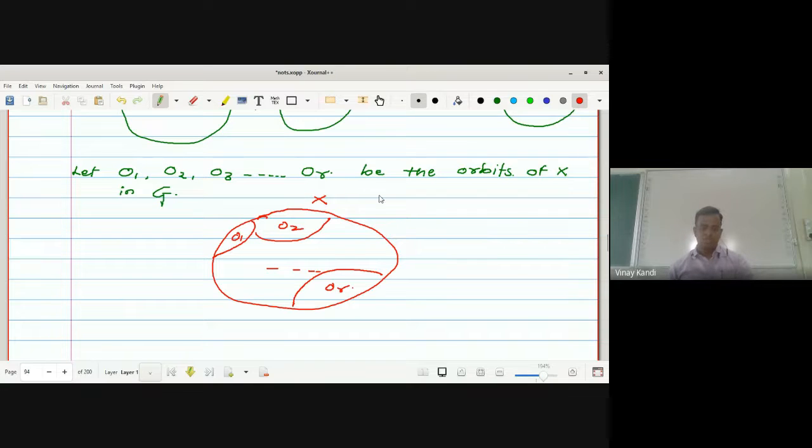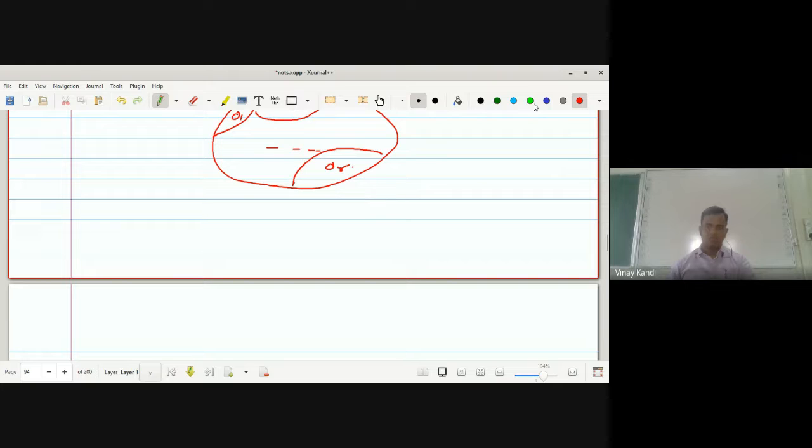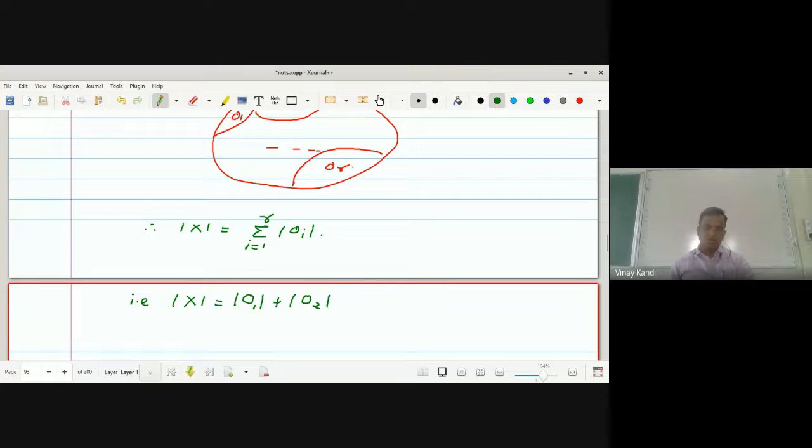Therefore, what we have is the order of capital X is equal to the summation i equal to 1 to r of the order of Oi. Is it correct? All the orbits are disjoint. That means the order of X is the summation, i running from 1 to r, that is, order of O1 plus order of O2 plus up to so on order of Or.